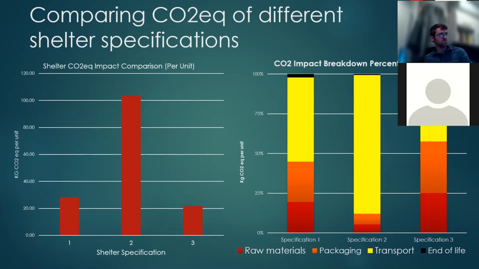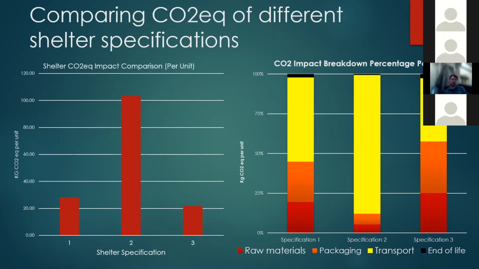You can see with specification 3 as well, about 30% of its CO2 impact comes from packaging, which is quite a large percentage. That's probably due to using plastic packaging or other types of packaging that are unsustainable or environmentally damaging. So maybe you're happy with the shelter materials, but just finding a new way to package and ship them would reduce the impact even further.